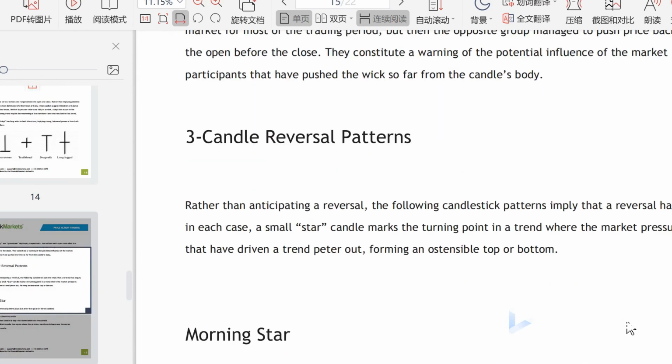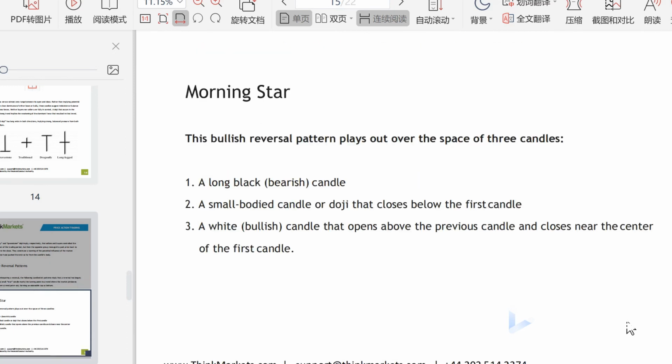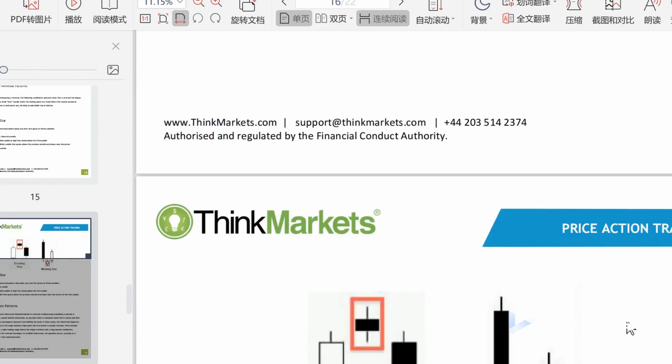Okay, so candle reversal patterns. First of all, morning star, a very commonly used and very useful technical indicator. These bullish reversal patterns play out over the space of 3 candles. 1. Long black bearish candle. 2. Small bodied candle or doji that closed below the first candle. 3. White bullish candle that opens above the previous candle and closes near the center of the first candle.